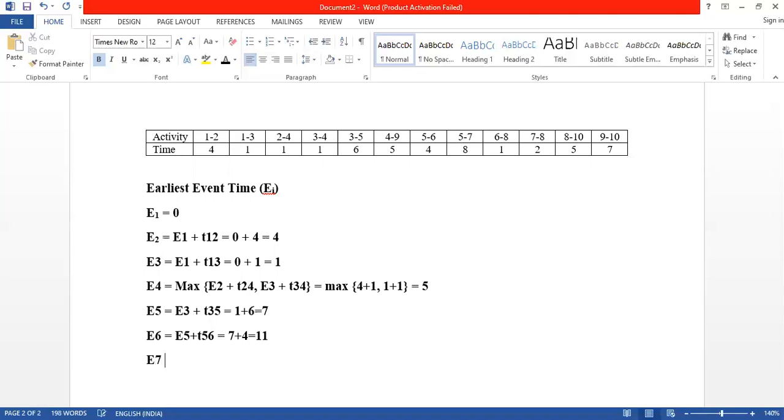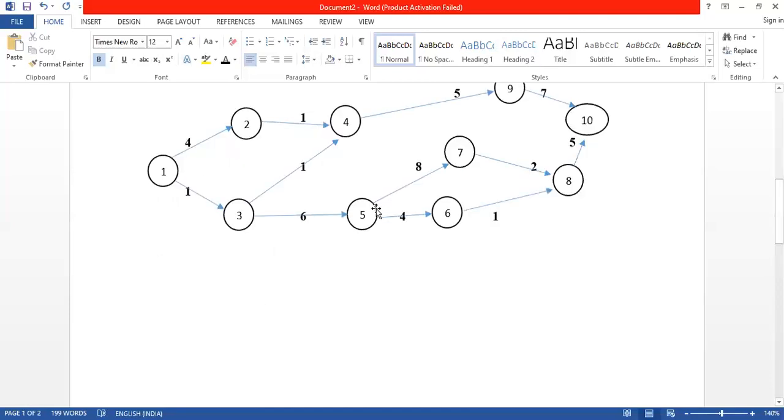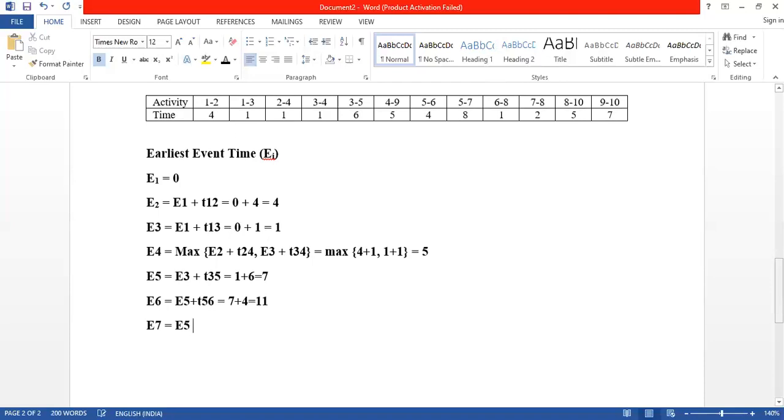E7. Now seventh event, again we can reach from 5. So it is E5 plus T57 equals to E5 is 7 plus T57 is 8. So it is 15. Next E8, right?